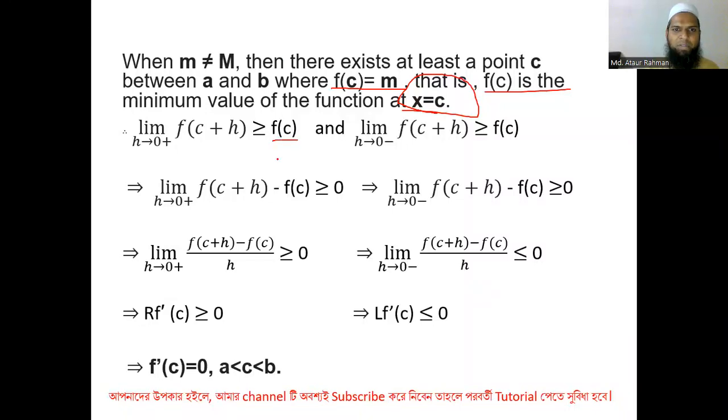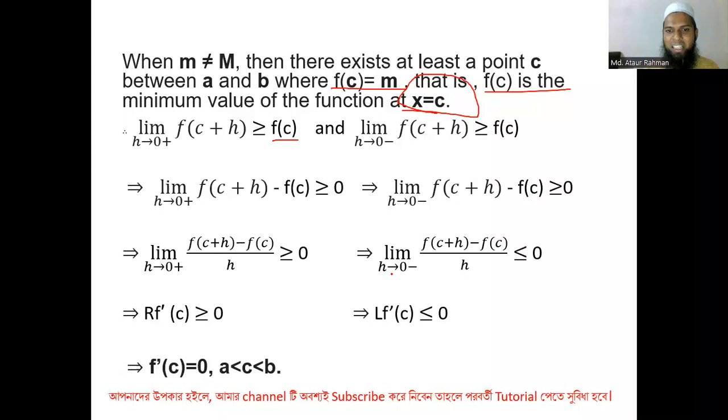Now side change f(c): limit h tends to 0 plus of f(c+h) minus f(c) greater than or equal to 0, and also limit h tends to 0 minus of f(c+h) minus f(c) greater than or equal to 0. Limit of f(c+h) minus f(c) divided by h greater than or equal to 0.